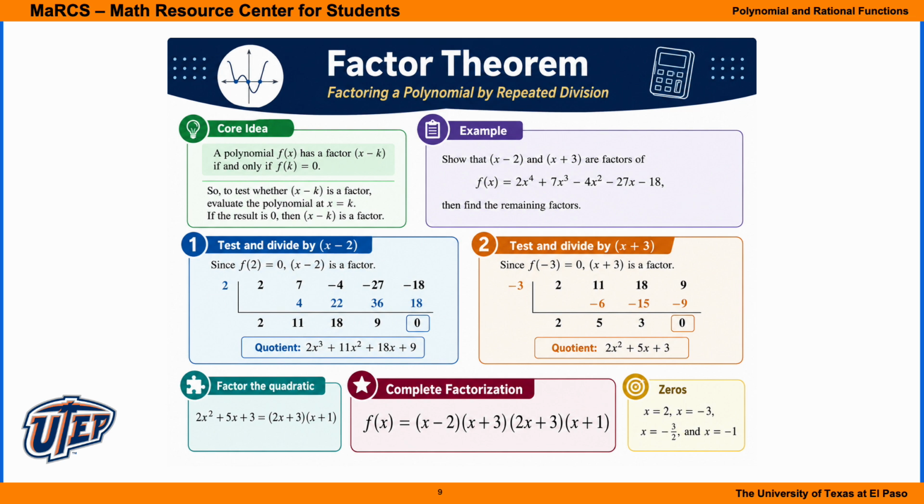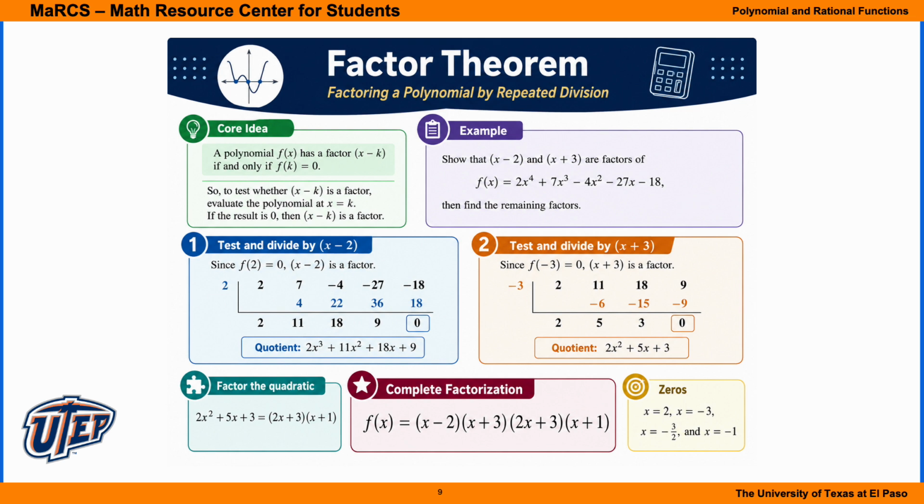So now we'll be going over the factor theorem. A polynomial f of x has a factor x minus k if and only if f of k is equal to 0. So to test whether x minus k is a factor, we evaluate the polynomial at x equal to k. If the result is 0, then x minus k is a factor.